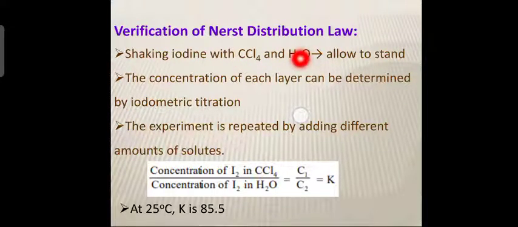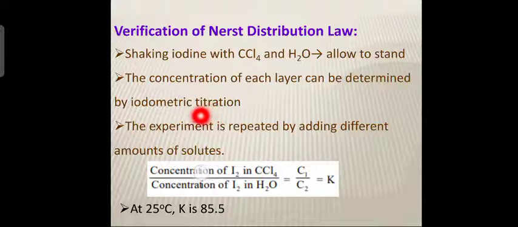Okay, shake it well and allow it to stand. Once again, you will separately see one carbon tetrachloride layer and water layer, but some amount of iodine will be present in both the layers. So you can determine the concentration of iodine in each layer. How do you determine? By iodometric titration, using a suitable indicator.